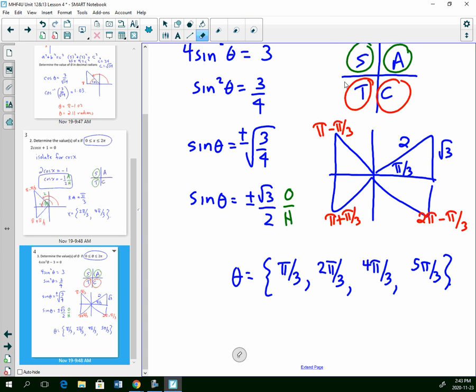Okay, I'm going to stop right there before we get into the factoring questions. We'll do that on Wednesday. Tomorrow will be a work period.